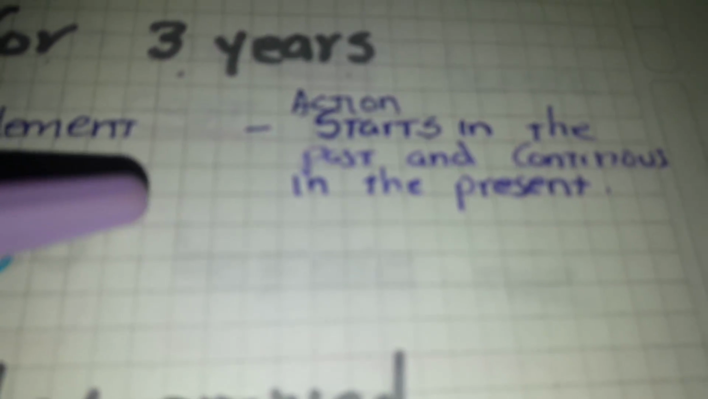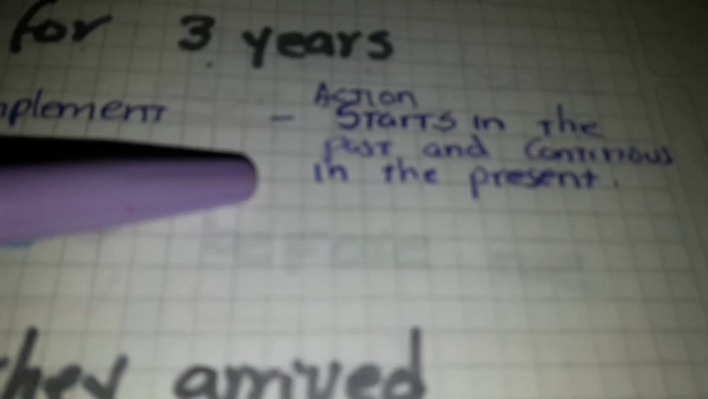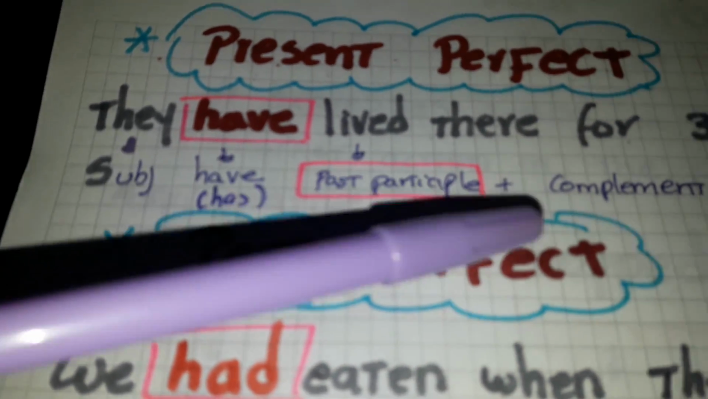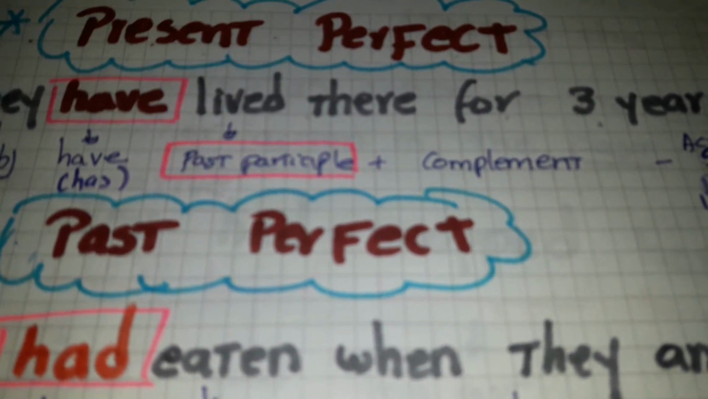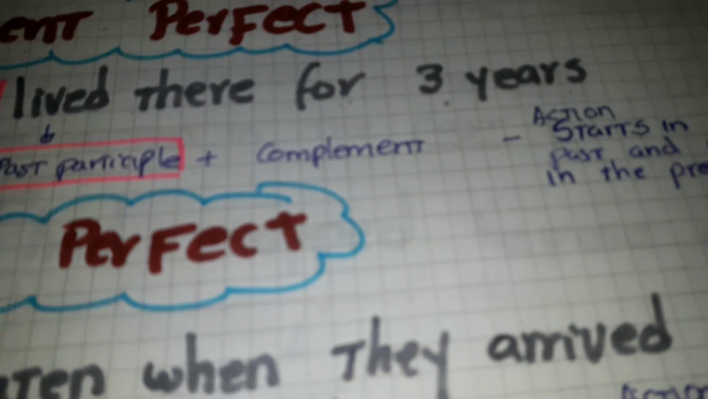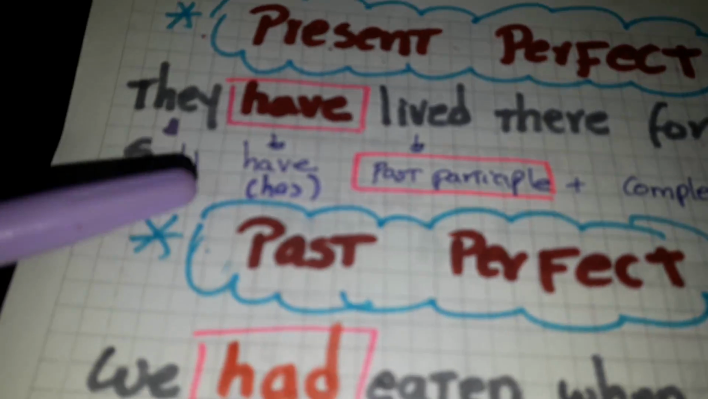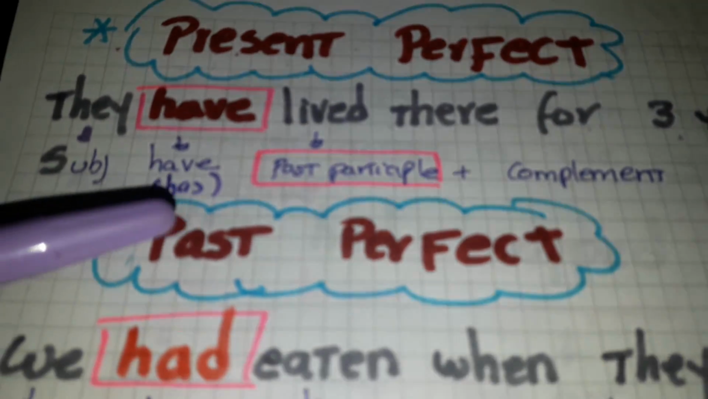Pay attention to this. It is used when the action starts and continues in the present. The action starts in the past and continues in the present. Look at the example. They have lived there for 3 years. The action started 3 years ago and continues until the present. They have lived there for 3 years.